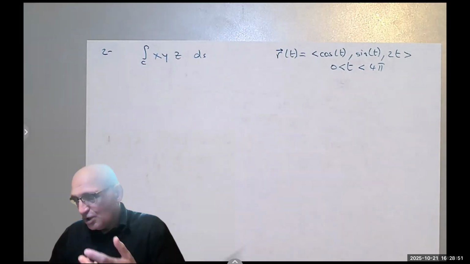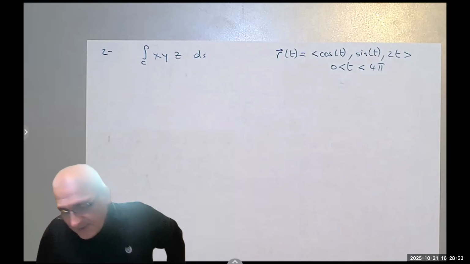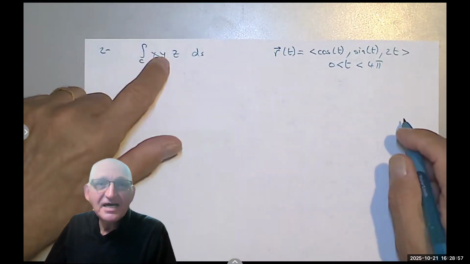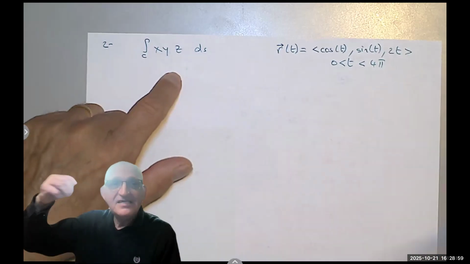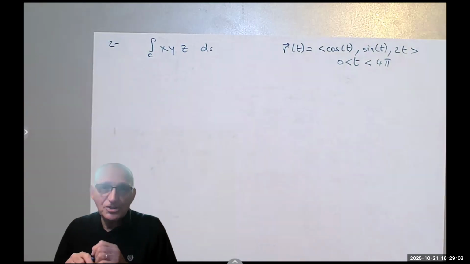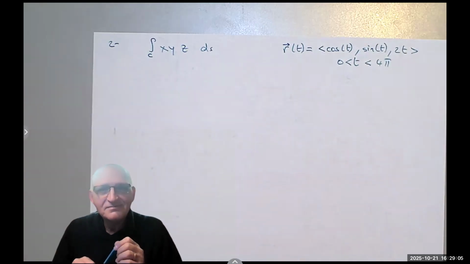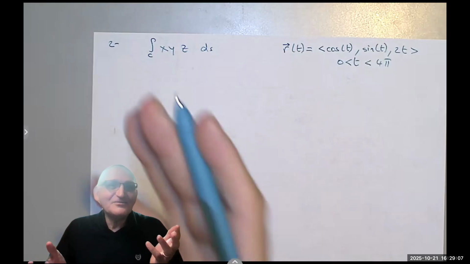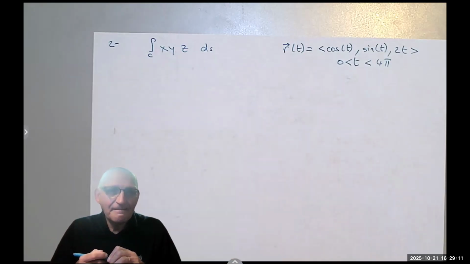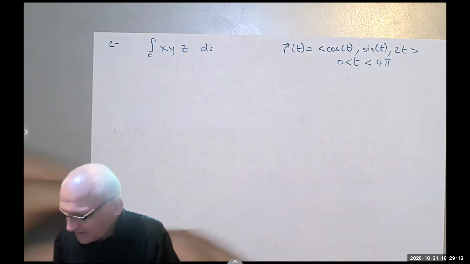Okay? So we want to find the integration of x times y times z over that helix going from 0 to 4 pi, meaning after two turns of the helix. Wow. Usually without parametrization, you say, how on earth would I do that, right? It turns out to be simple.